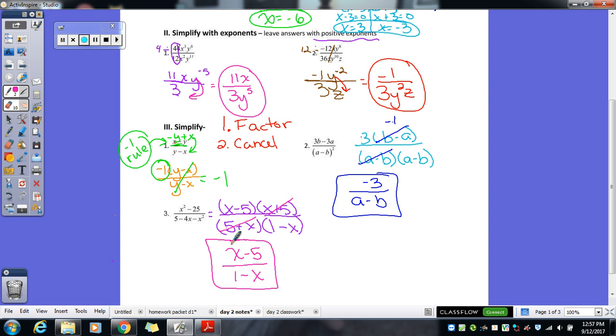And no, you cannot cancel out those x's. I get asked that question a lot. Those are all attached. So either it's the whole x minus 5 or it's nothing. And then the denominator, it's either the whole 1 minus x or it's nothing. Okay, questions so far? All right.